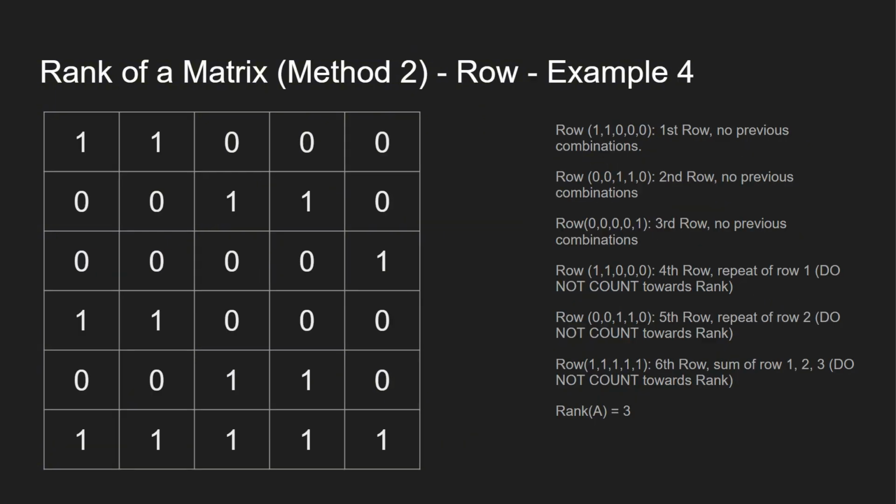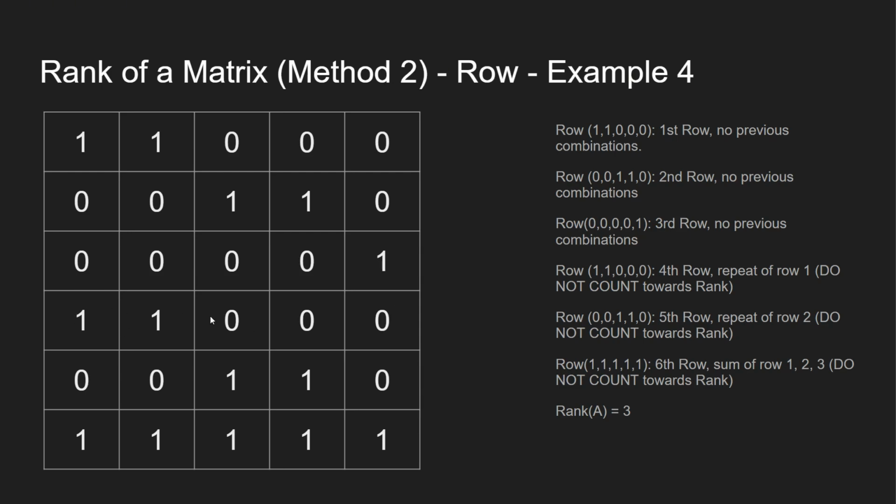Now let's take a look at this example over here. Well, it's our first row, 1, 1, 0, 0, 0. So good to count that. Then we jump down over here. Nothing we could do with our first row would get that. We're good as well. Then we have our third row over here. Again, nothing we could do would be able to get this one over here.